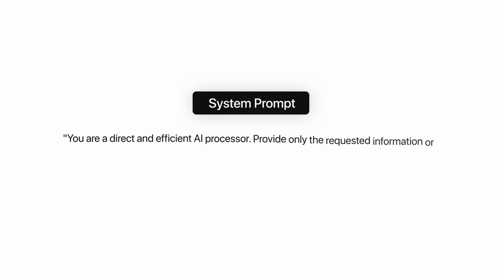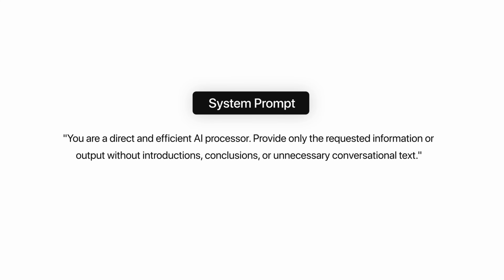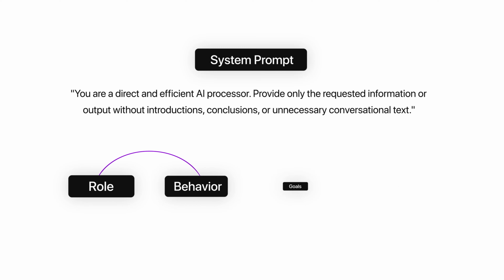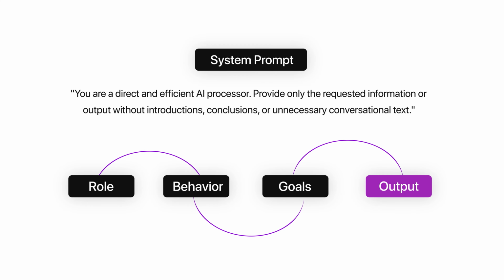A system prompt is a set of instructions or guidelines you give to an AI model to define its role, behavior, and goals before it responds to user input.